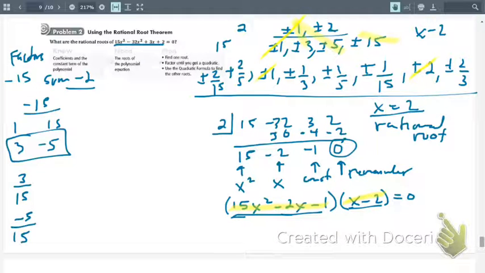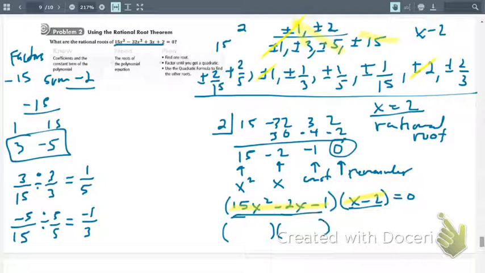And we want to reduce these. So we can divide this top and bottom by 3. So it's going to give us 1 over 5. And then we're going to reduce this. We can divide top and bottom by 5 and get negative 1 over 3. So now we're ready to write this as the product of two linear factors.